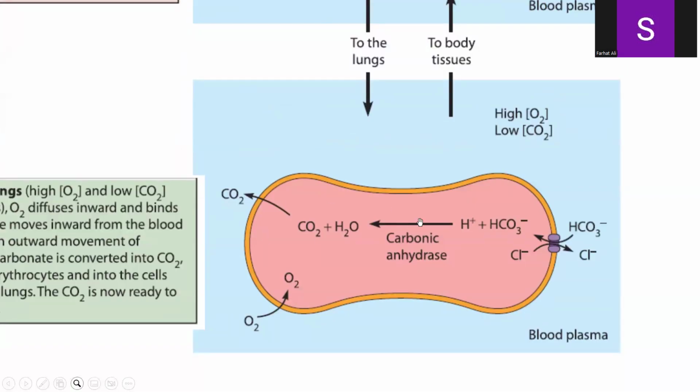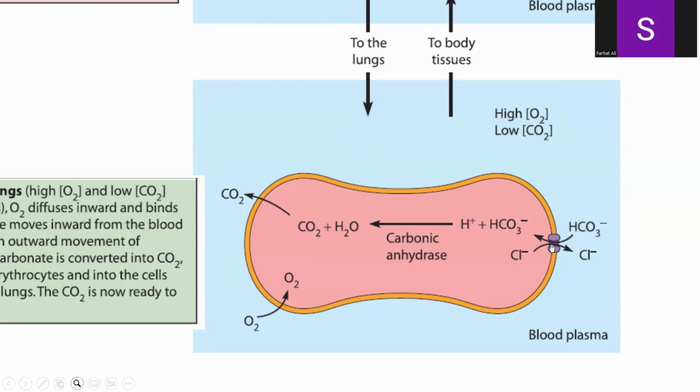Now, in the lungs, the concentration of oxygen in the alveoli is higher. So oxygen will diffuse into the red blood cells, and the same enzyme, carbonic anhydrase, under the conditions of the lung, will convert bicarbonate into carbon dioxide. This carbon dioxide will diffuse out because the concentration of carbon dioxide in the alveoli of the lungs is low. So carbon dioxide will diffuse down the gradient.